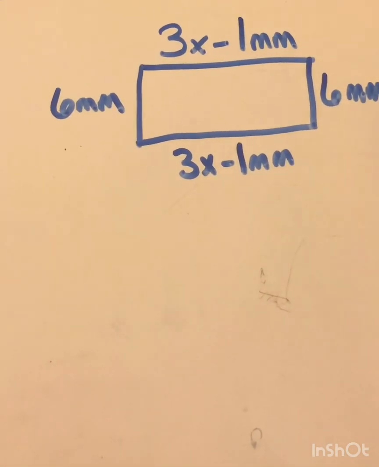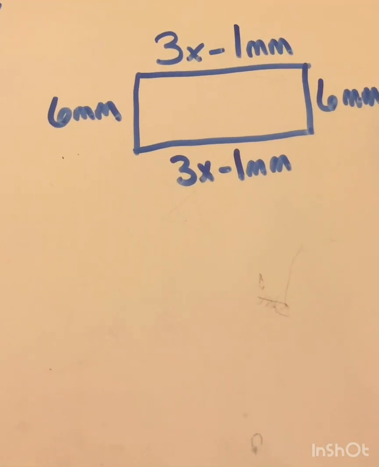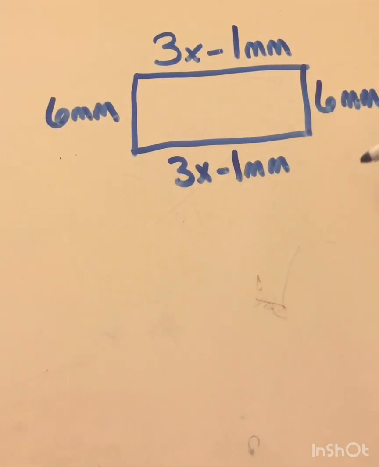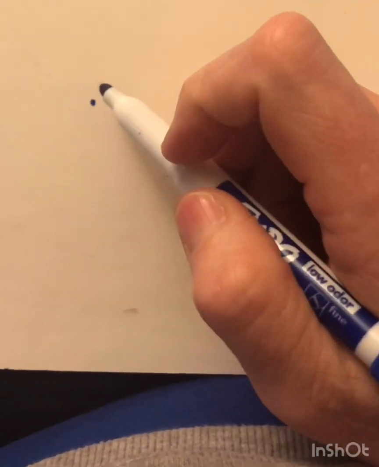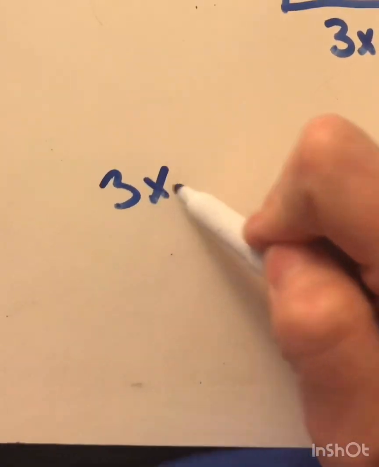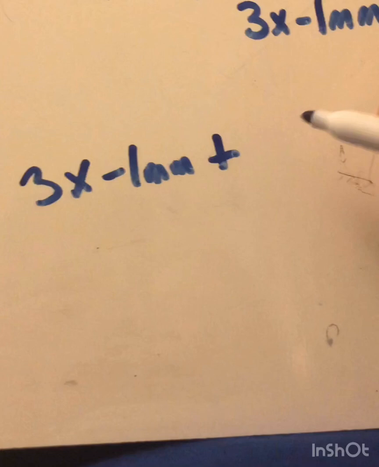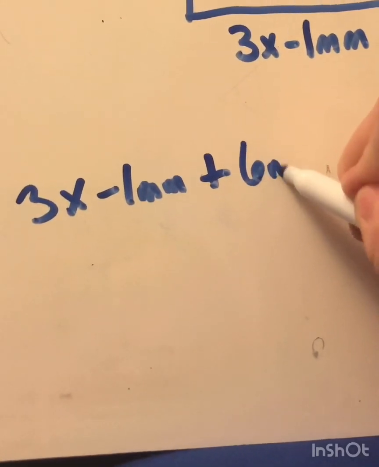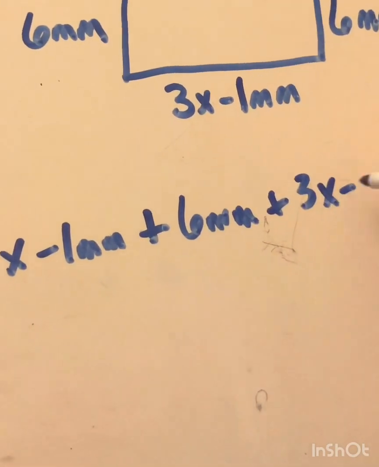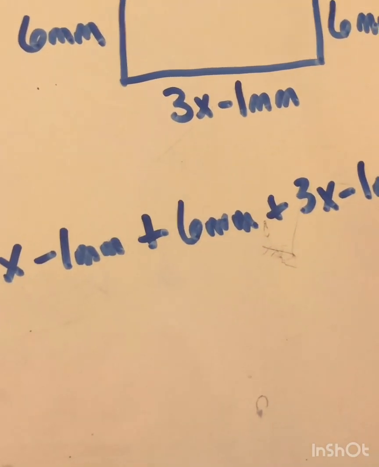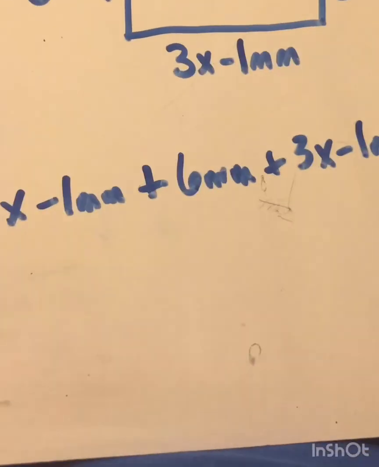So what we're going to add is 3x minus 1 millimeter plus 6 millimeters plus 3x minus 1 millimeter plus 6 millimeters. So I'm going to write that down. 3x minus 1 millimeter plus 6 millimeters plus 3x minus 1 millimeter plus 6 millimeters. Okay, so I wrote all 4 down.